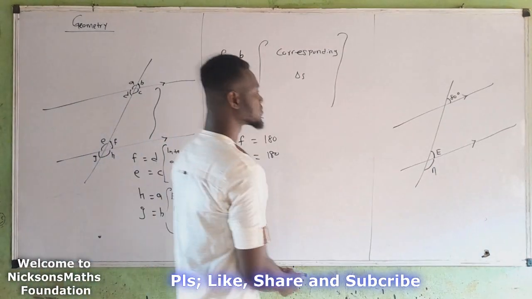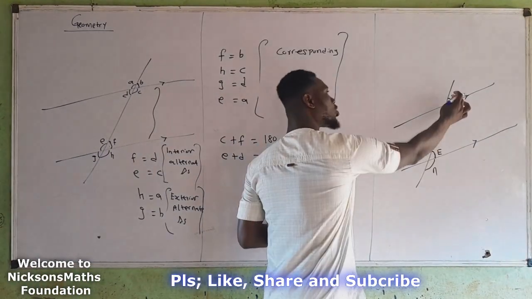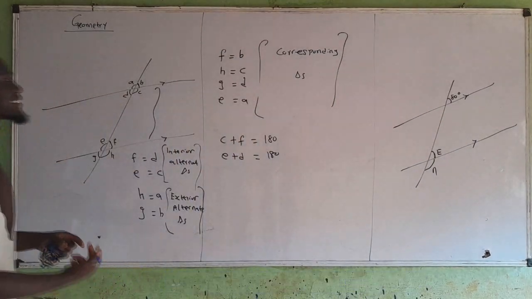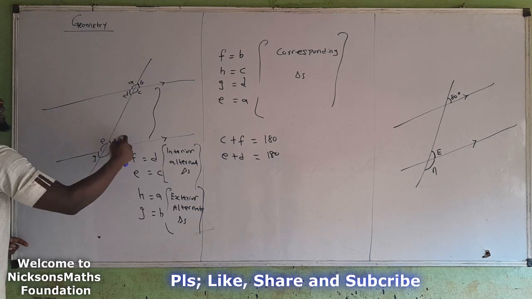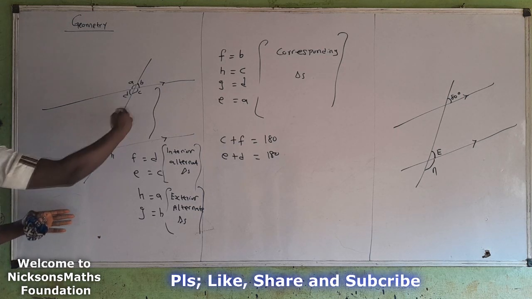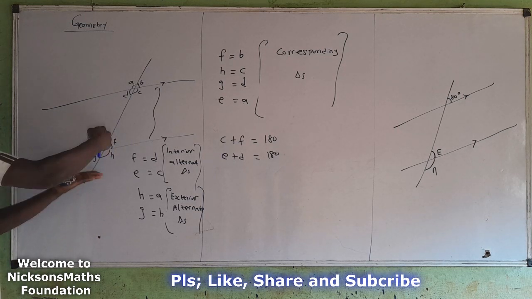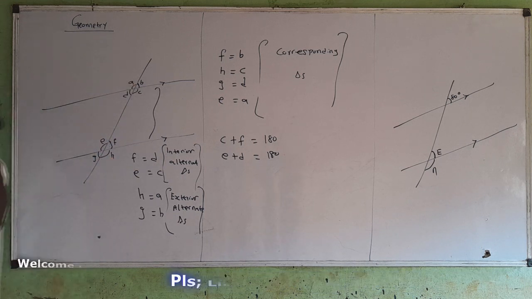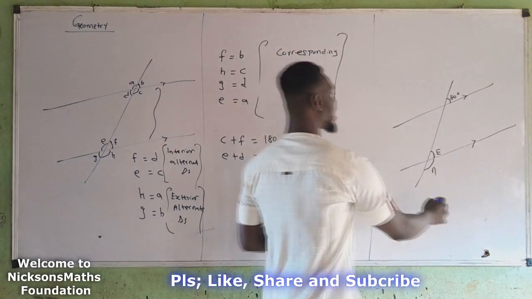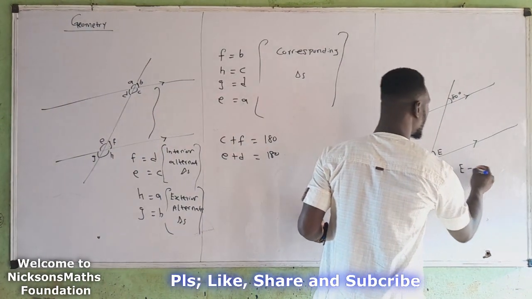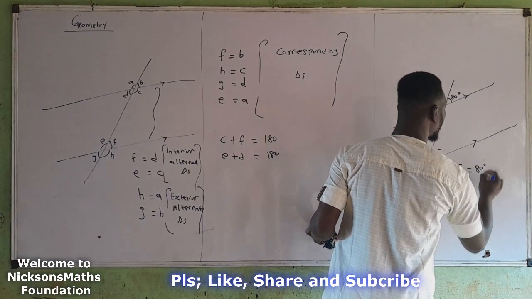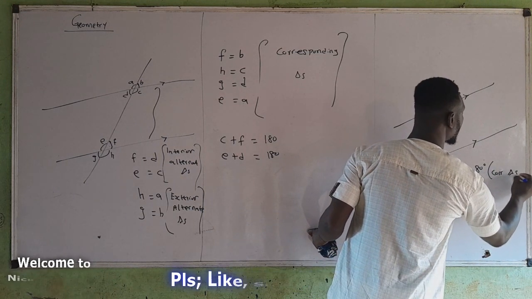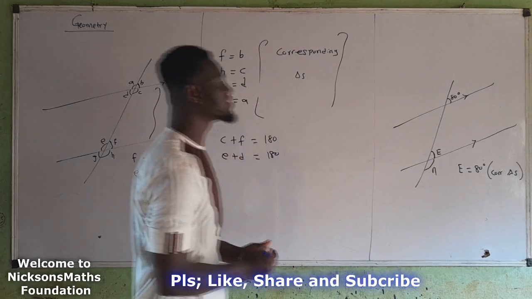We already know that angle E is equal to 80 degrees. What's the reason? They are corresponding angles. Remember I said F and B are corresponding, they are sitting on similar positions. So angle E is equal to 80 degrees, reason being that they are corresponding angles. As simple as that, very simple.